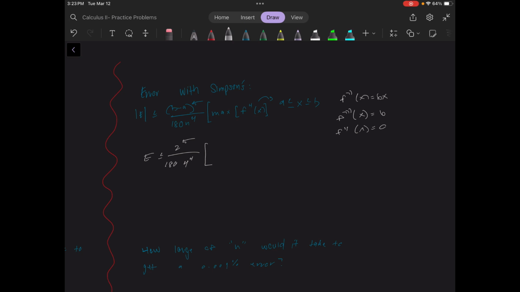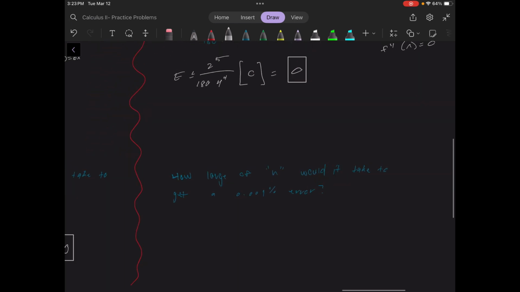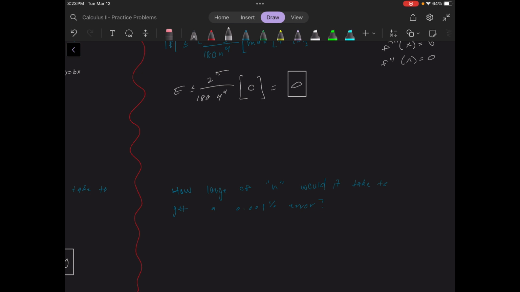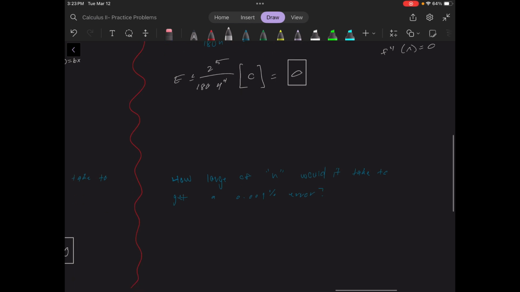All that means is Simpson's rule is going to be so accurate in this case that there is literally 0 error because of the factors involved. Using 4 rectangles, we get an error of 0. Well, that probably means, let's see, how large would n have to be to get a 0.001% error? Well, if it takes 4 rectangles to get 0, it's got to be less than 4. 3, 2, or 1. Let's see.